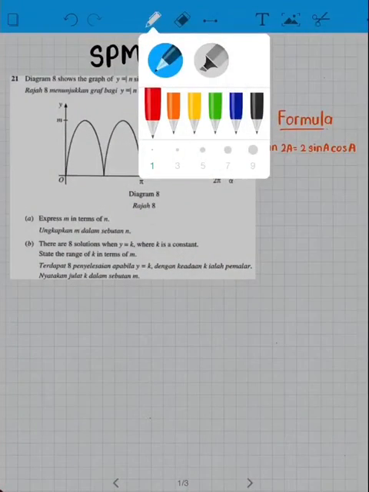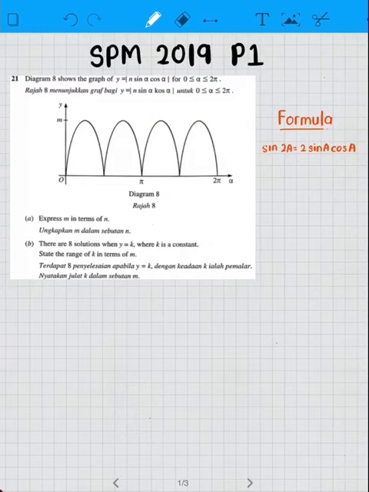Okay, so for the first question, which is from the SPM 2019 paper 1, number 21, it says that diagram 8 shows the graph of y equals n sine alpha cos alpha for alpha more than or equals to 0, but less than or equals to 2 pi. First you gotta underline the equation given, y equals n sine alpha cos alpha, and then move on to the question. Let's move on to question A. It says that you need to express m in terms of n.